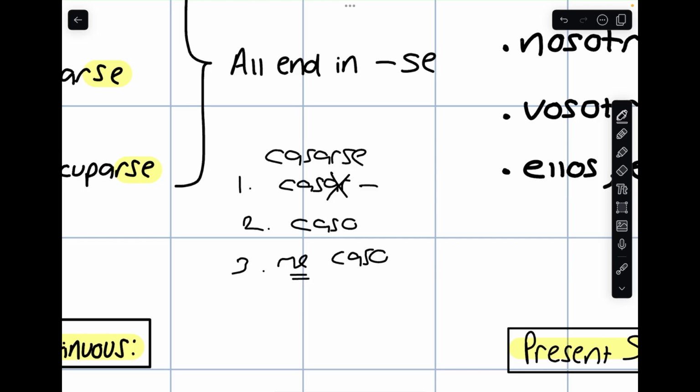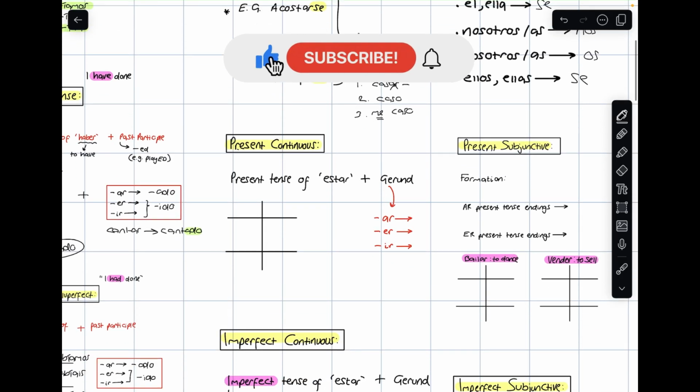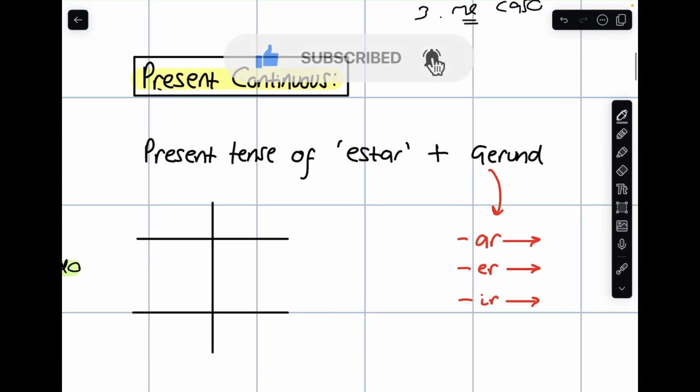So the reflexive pronoun is really important when we're conjugating reflexive verbs. And we'll look at the placement of reflexive pronouns a bit later on. Bueno. Moving on, we're going to look at the present continuous tense. The present continuous tense is another tense in Spanish, and it's used to talk about actions which are happening right now. For example, I am speaking, I am writing, I am reading.